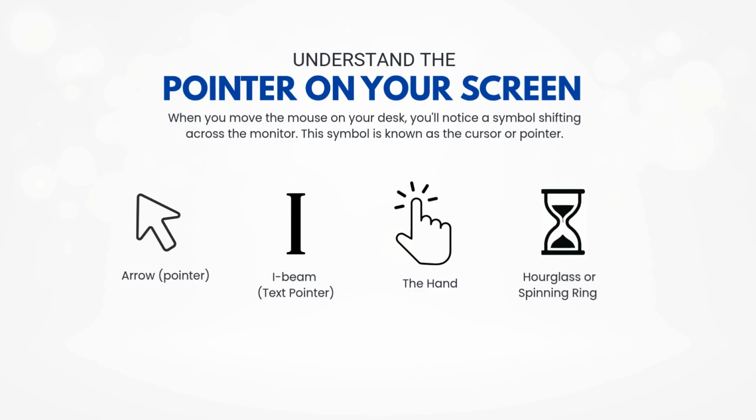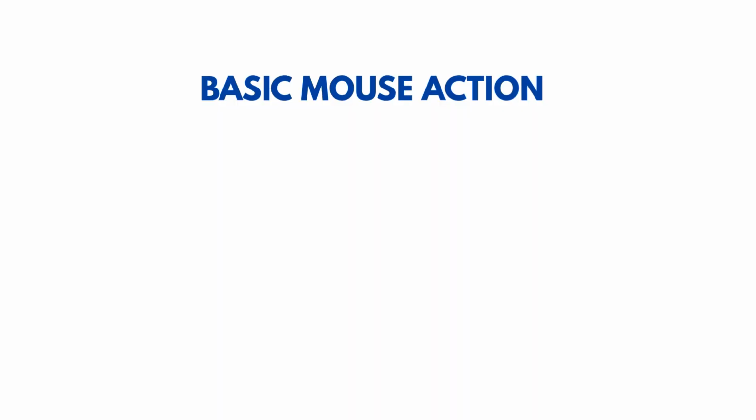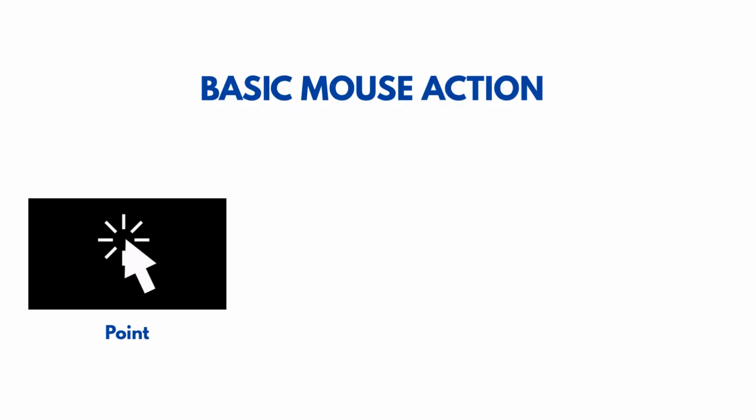The hourglass or spinning ring. If you see this, it means the computer is busy processing a task. You should wait for it to finish before you try to do anything else. Basic mouse actions. There are 3 fundamental actions you'll perform with your mouse. Point. This simply means moving the mouse on your desk until the tip of the pointer on the screen is touching the item you want to interact with.